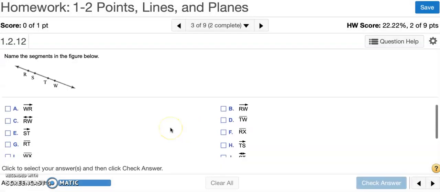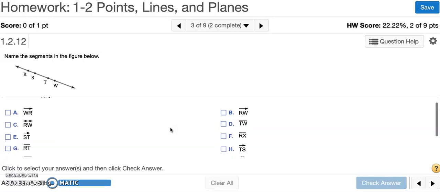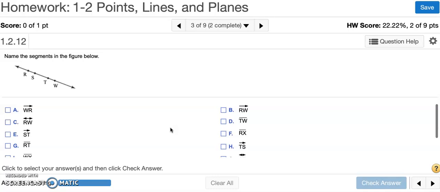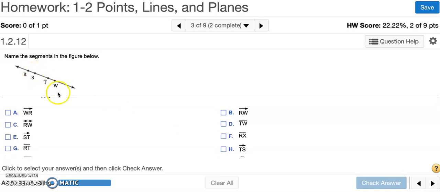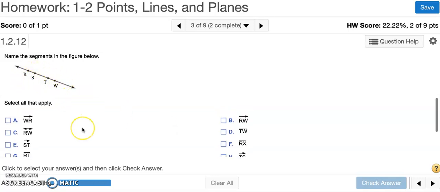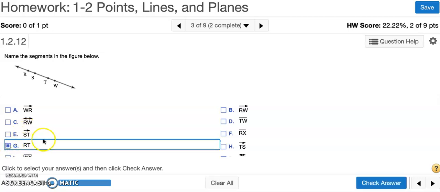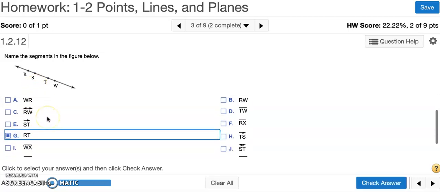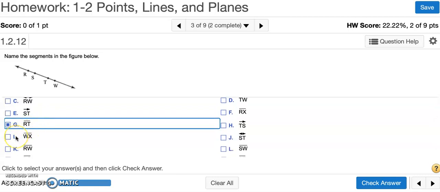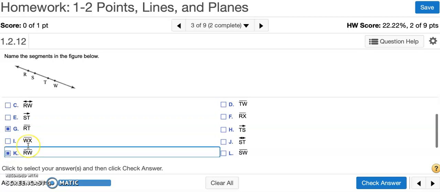Number 3, it says name the segments in the figure below. Now a segment does not have any arrows on the symbol above the letters, and it must include the letters on this line. So we can work our way down. Not going to be these 3 because there's arrows on them. It's going to be G because those letters are up there. It will not be this one because there's no X up here. But we will have this one.